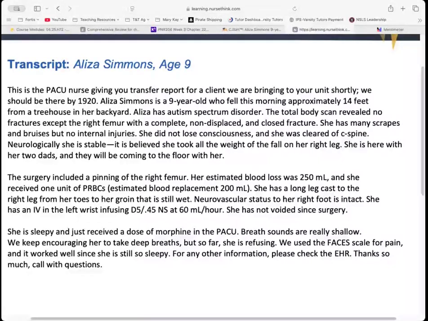So I think those are going to be internal pins rather than the traction pins. I think they went through and put a plate in there and then screwed it in to keep that femur in alignment. But yes, if we had to do traction or anything, that would be good to know as well.